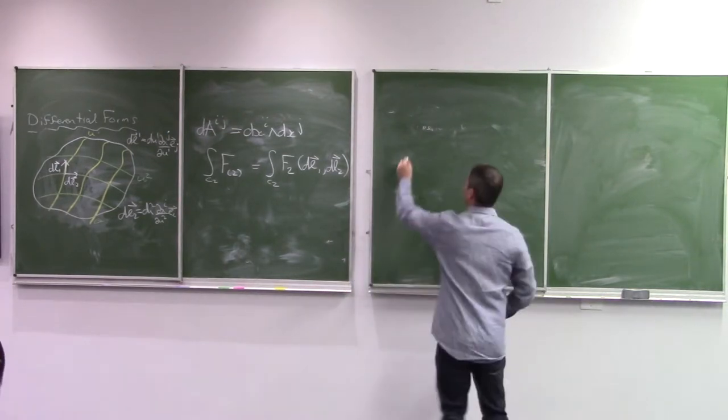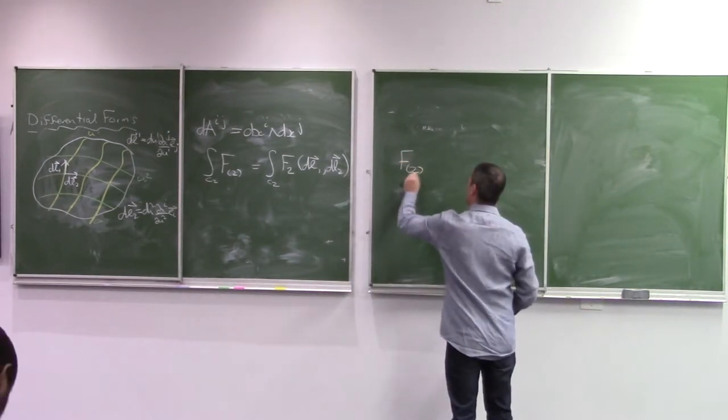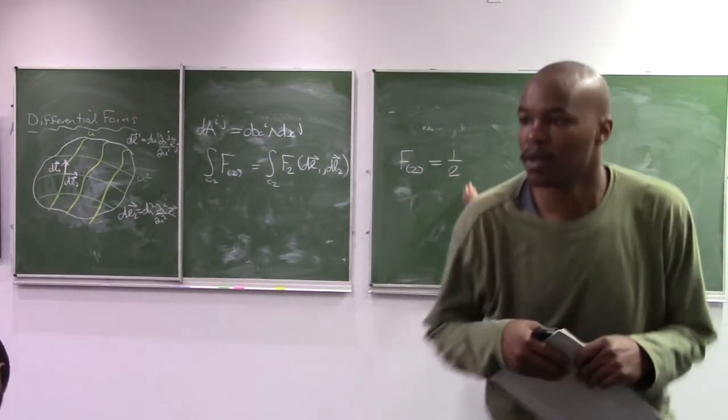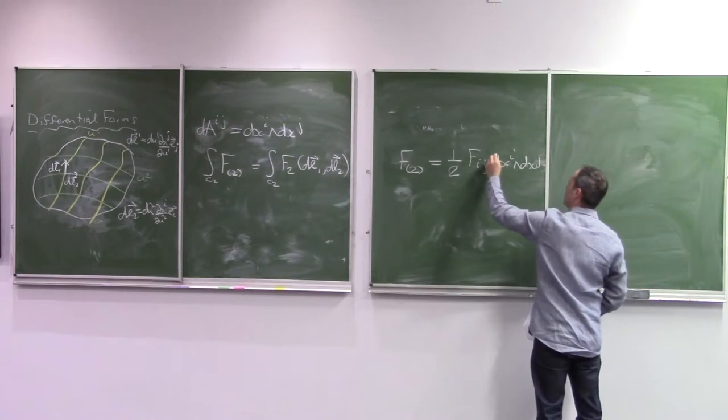So remember, I write F2 is going to be equal to a factor of a half Fij times the basis two form.